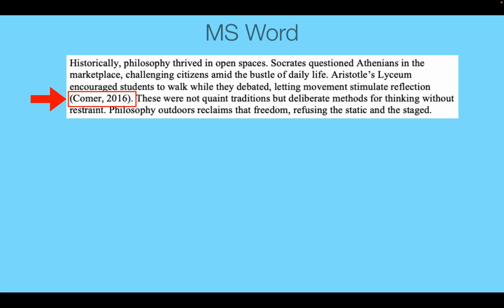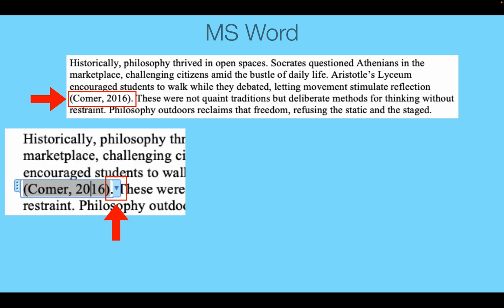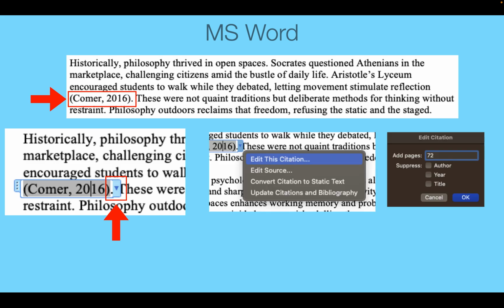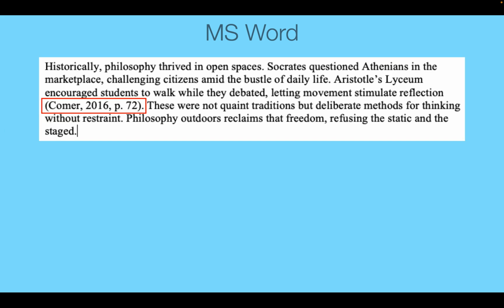However, Word does not know on what page of the article I found this information. I need to add this. Clicking on the actual citation, I see a little drop-down menu, and if I click on that, I can edit the citation and add the page number, giving me my final correct reference, like so.